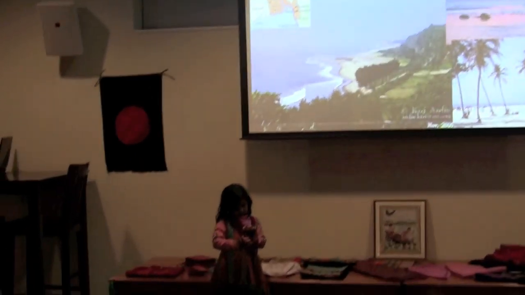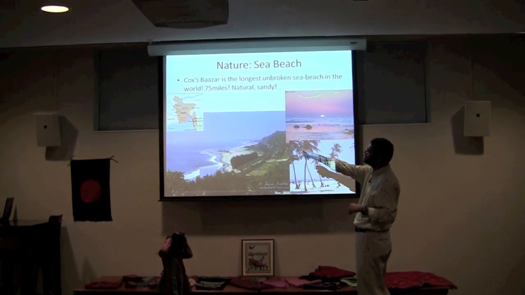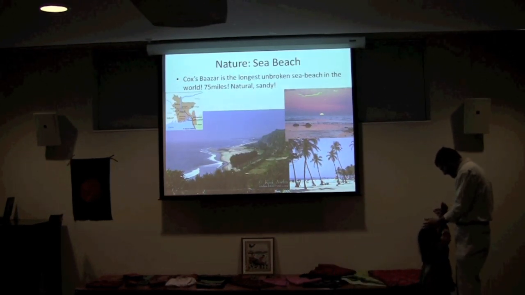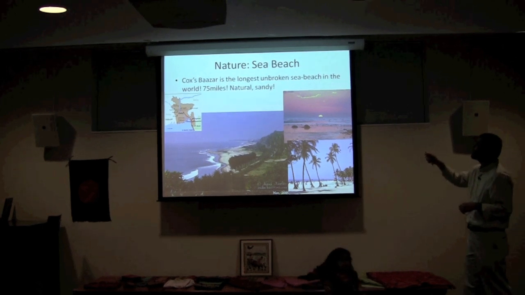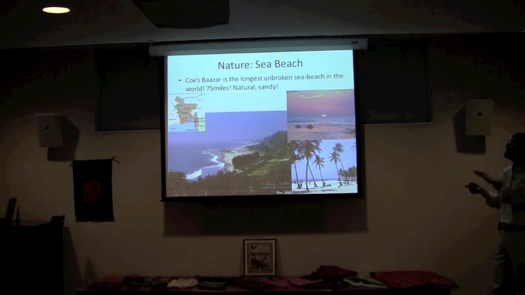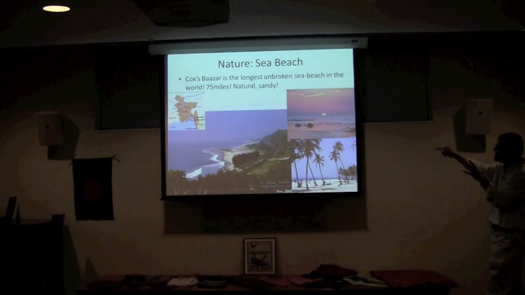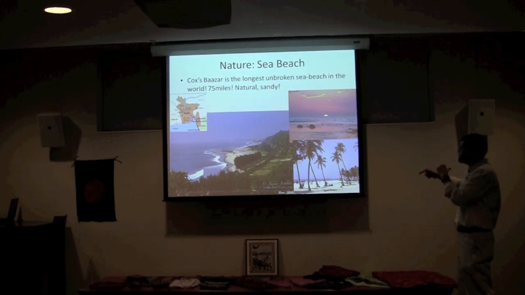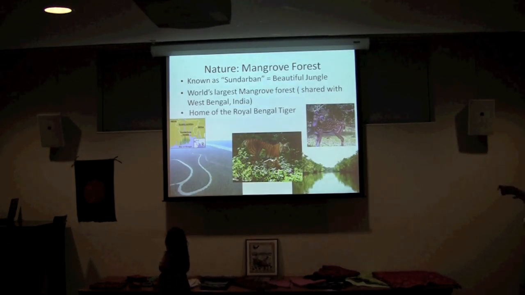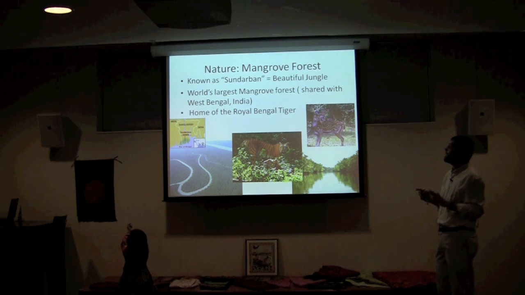Bangladesh has an extensive sea coast. If you look at the picture on the top left, Cox's Bazar is the longest unbroken sea beach in the world. It's about 75 miles and very naturally sandy. So we got some pictures of that for you. On the top right, you have a sunset picture. Bottom right is of the palm trees, coconut trees, and on the left we have a panoramic view of the sea beach.